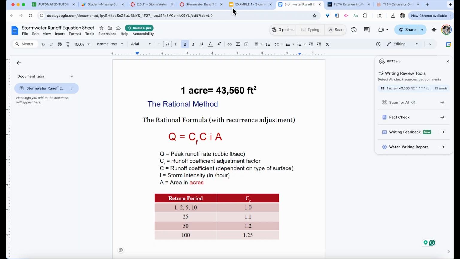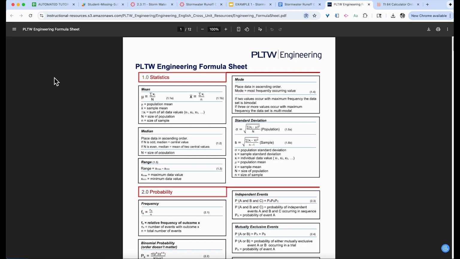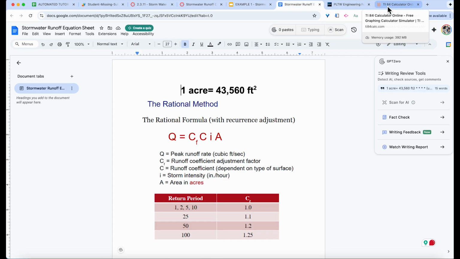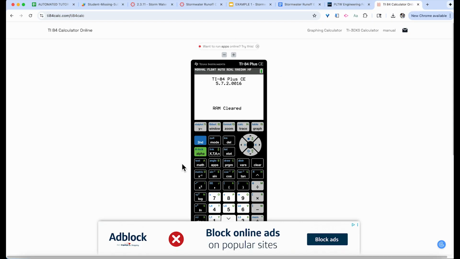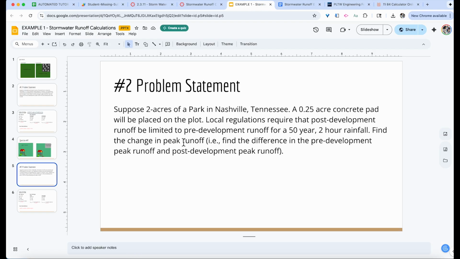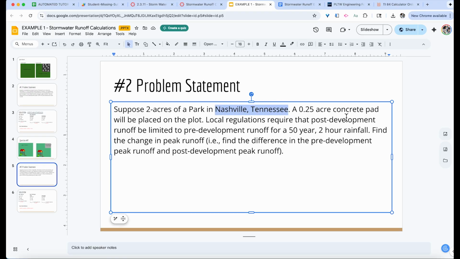Additionally, I have the equation sheet as well as the official engineering formula sheet up. I also have the TI-84 calculator emulator up that I'm going to be using. They tell us that the area at the beginning is 2 acres. We are located in Nashville, Tennessee. A 1/4 of an acre concrete pad will be placed on the lot. Our local regulations require that the post-development runoff be limited to pre-development runoff for a 50-year, 2-hour rainfall.